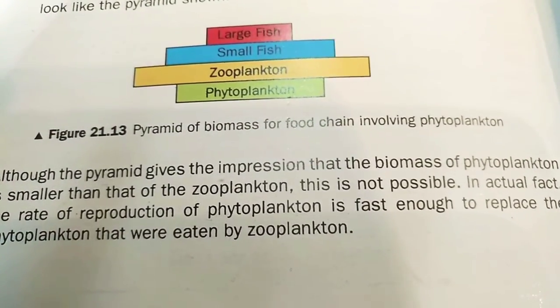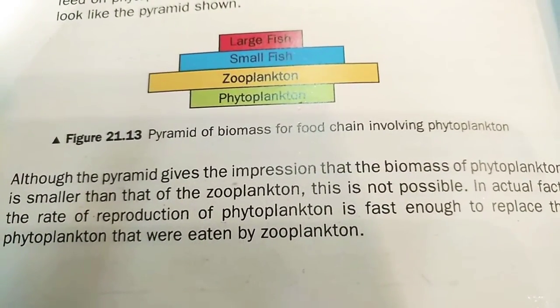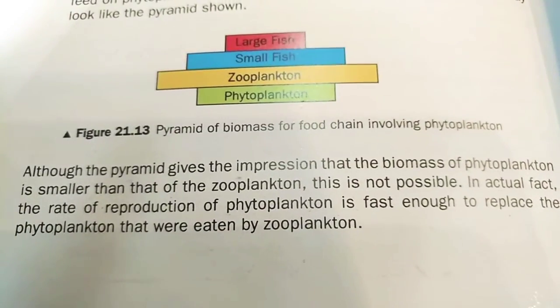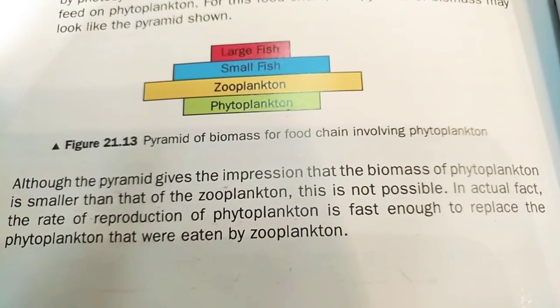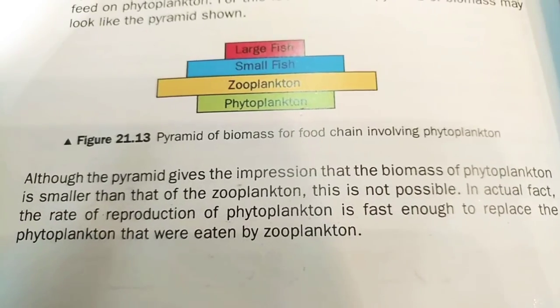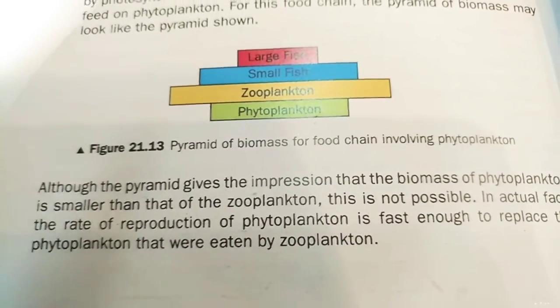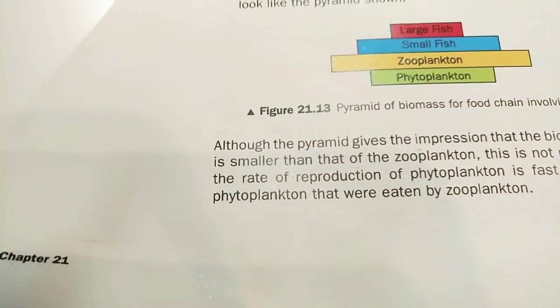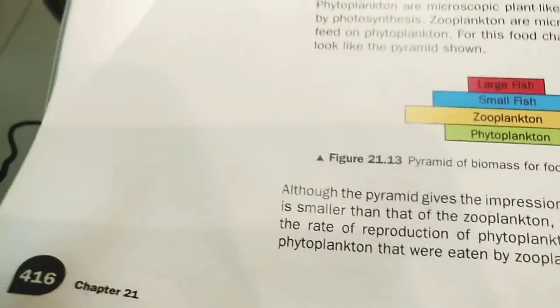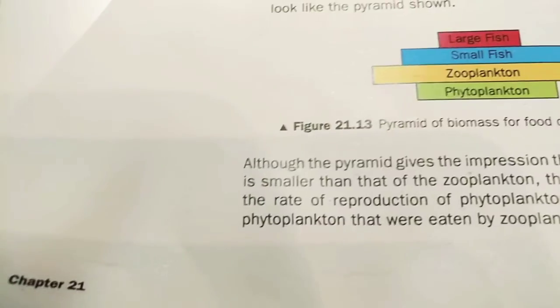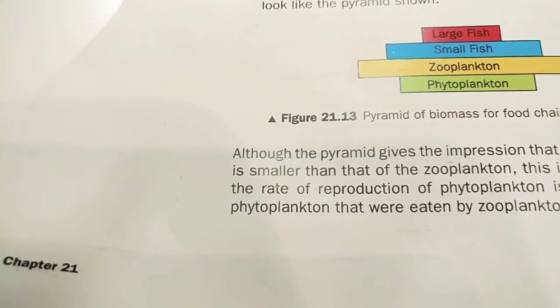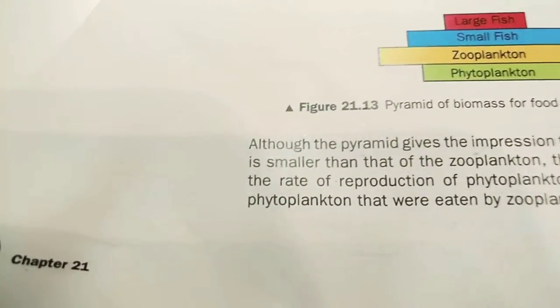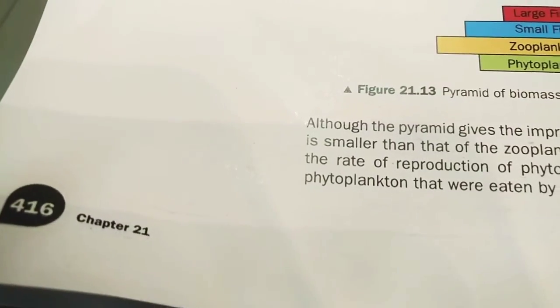In actual fact, the rate of reproduction of the phytoplankton is fast enough to replace the phytoplanktons that were eaten by the zooplanktons. Basically, the time of reproduction also matters whenever we are constructing any food pyramid or any ecological pyramid. So this concept is very important in this case.